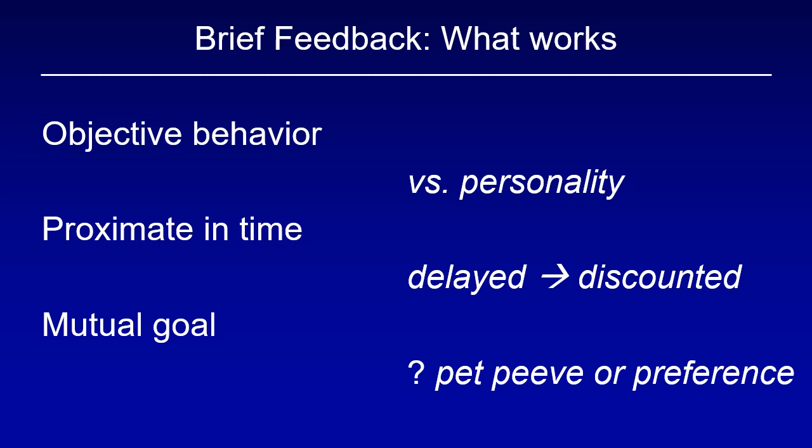So in terms of brief feedback, let's talk about what works. First, it's best to focus on objective, observable behavior versus personality traits. An example of that would be to say, this learner spoke softly, and I had a difficult time hearing her contribution, versus this learner is shy. Feedback should be proximate in time to whatever observation you've made, because delayed feedback is too often discounted. Brief feedback should also be focused on a mutual goal, something that both the learner and the supervisor agree is something important that they should be learning in this experience, versus a supervisor's pet peeve or preference.